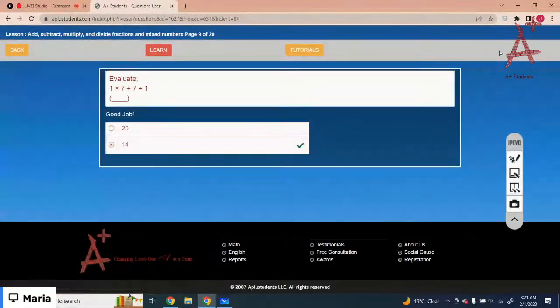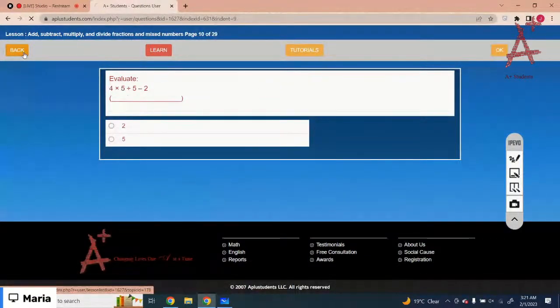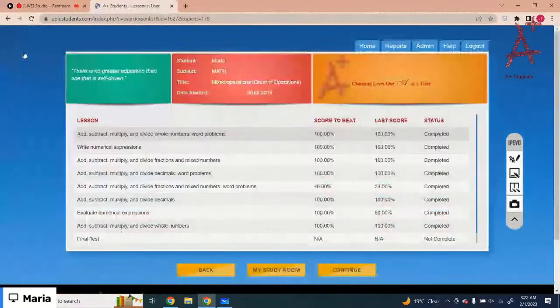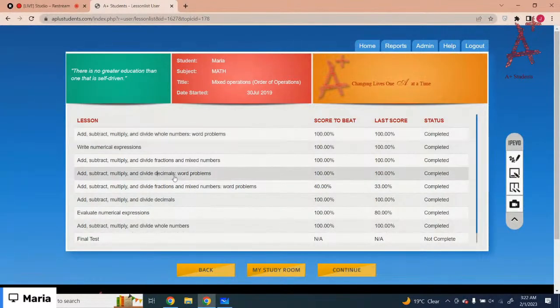Okay, you can complete the test by yourself later today. Let me just move on to the next lesson. Okay, the next lesson we're going to start is add, subtract, multiply, and divide decimals: word problems. So let's just start with the word problems.